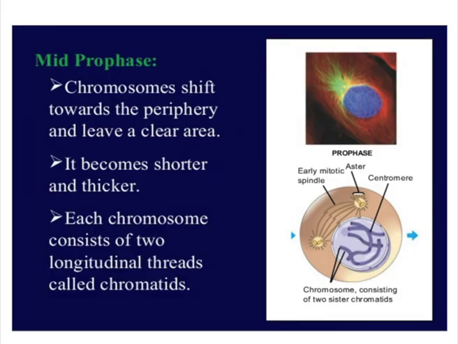Coming to the mid prophase. Chromosomes shift towards the periphery and leave a clear area, that is the mid prophase. They become short and thick. Each and every chromosome consists of two longitudinal threads, which are called chromatids.